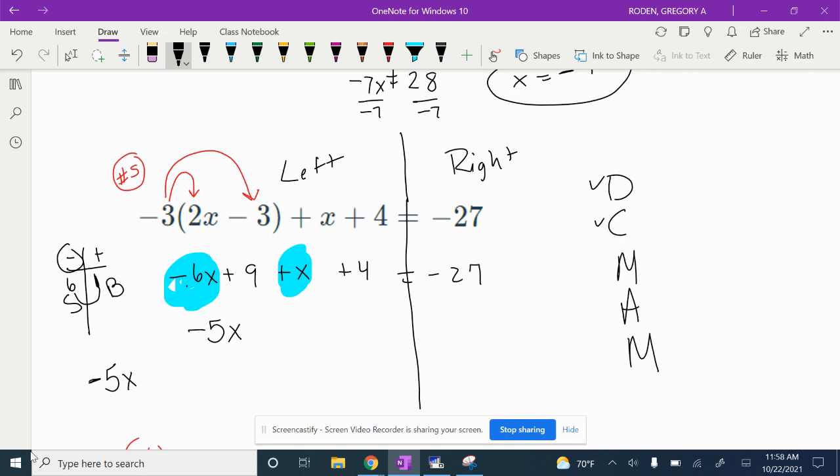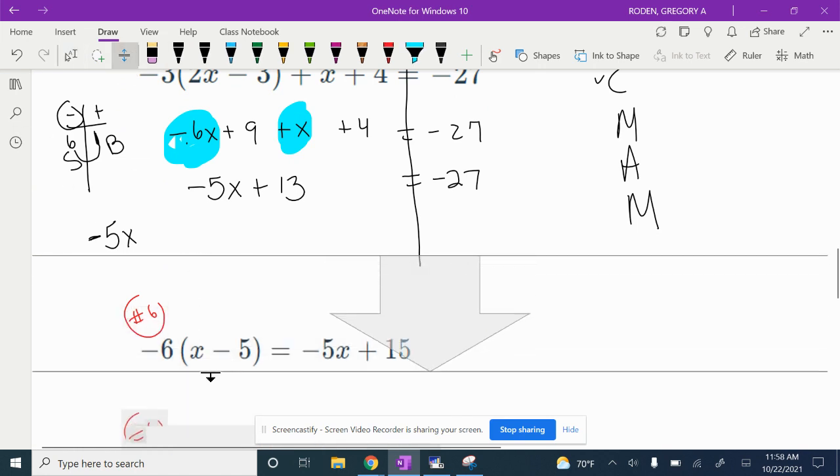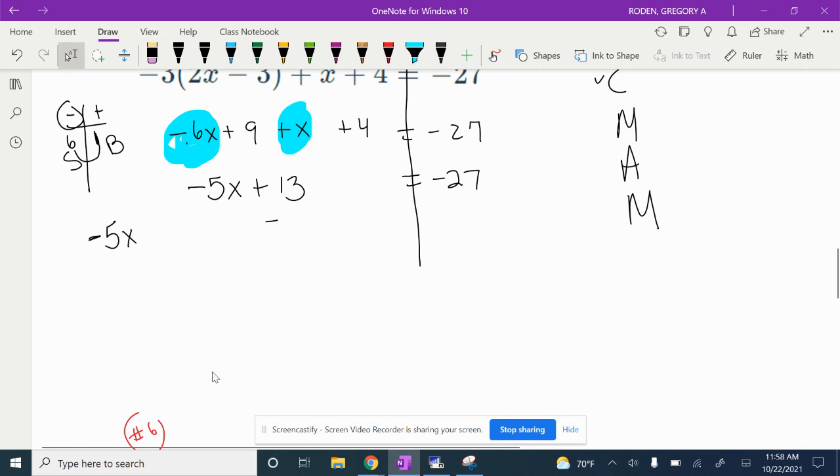Now 9 plus 4, that's 13. And that still equals -27. All right, now the next thing I'm going to do is simply subtract 13 from both sides. Let me give myself some more room here. Okay, so I'm going to subtract 13 from both sides. When I do that, 13 cancels 13. I'm going to bring down that negative 5x.